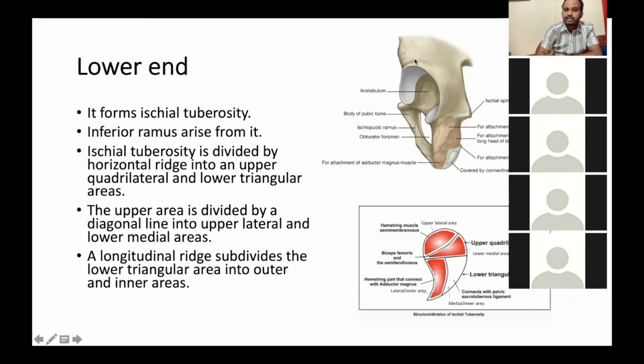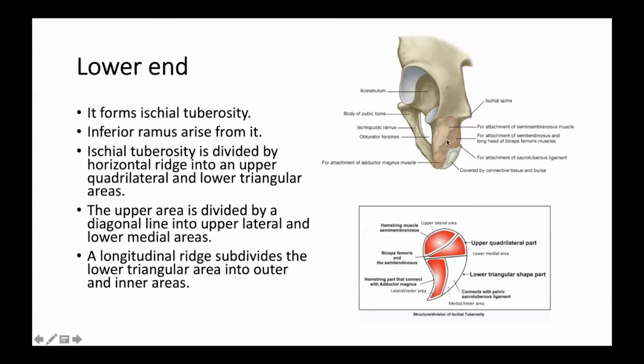Are you able to see the muscle attachments on the slide? Can you see this one? Yes, sir. This is for the semimembranosus, the upper lateral area. The lower medial area will provide origin for semitendinosus and the long head of biceps femoris, not biceps brachii. Biceps brachii is a muscle of the arm. Biceps femoris.